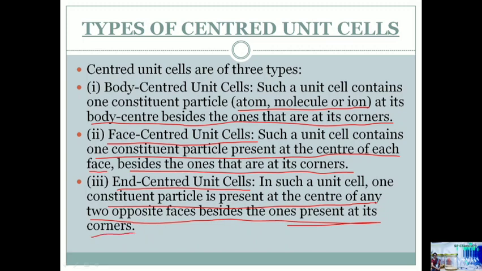That means in BCC, one constituent particle is present at its body center in addition to that of kernel. In FCC, a constituent particle is present at the center of each face along with its kernels. And in an end-centered unit cell, one constituent particle is present at the center of any two opposite faces in addition to that of kernels also.